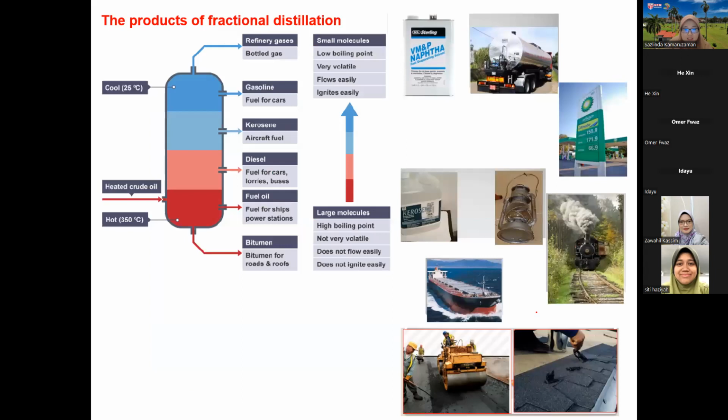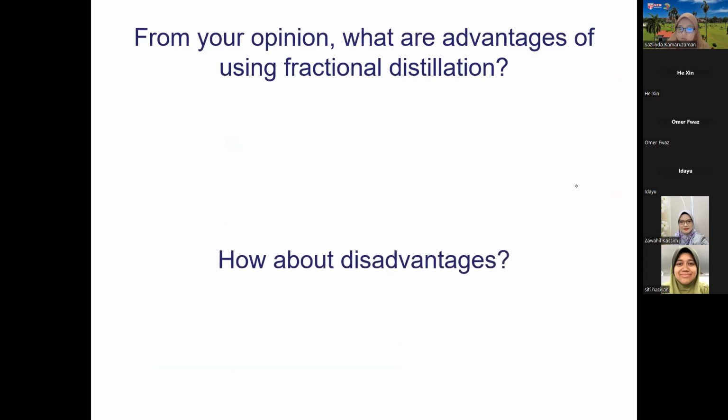Okay, so as we can see here, there's the example. These are the applications that we can use. I think they are very applicable. Okay, I think that's all for fractional distillation.